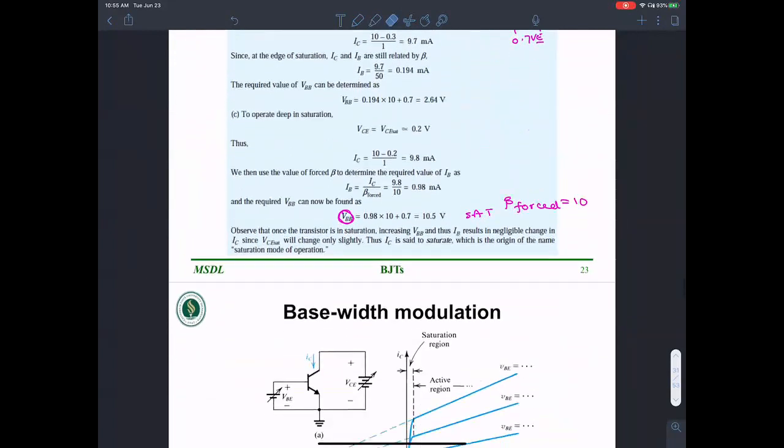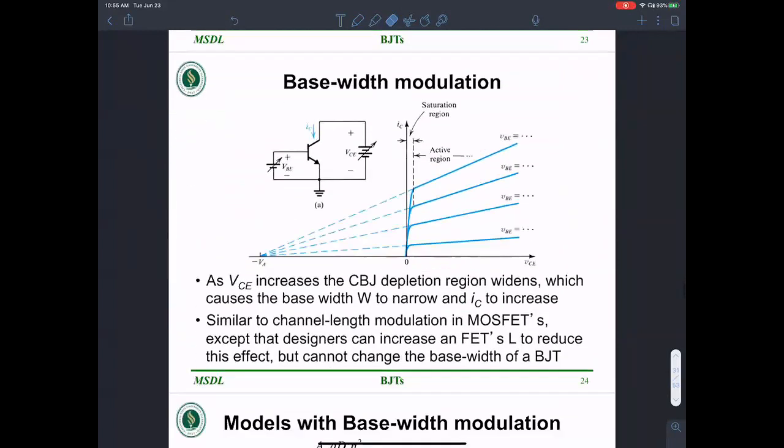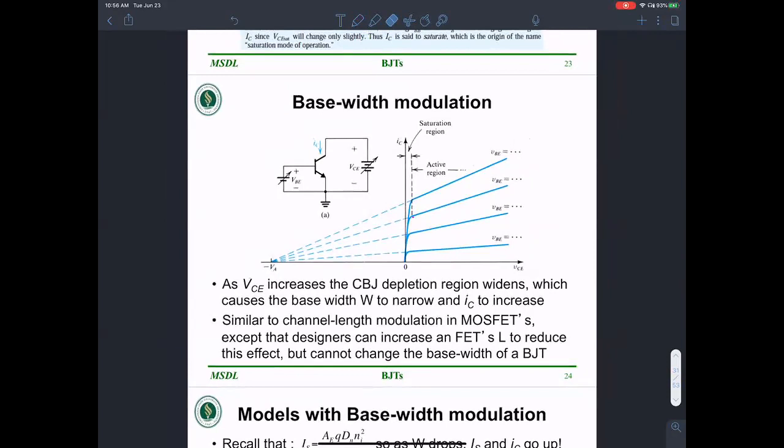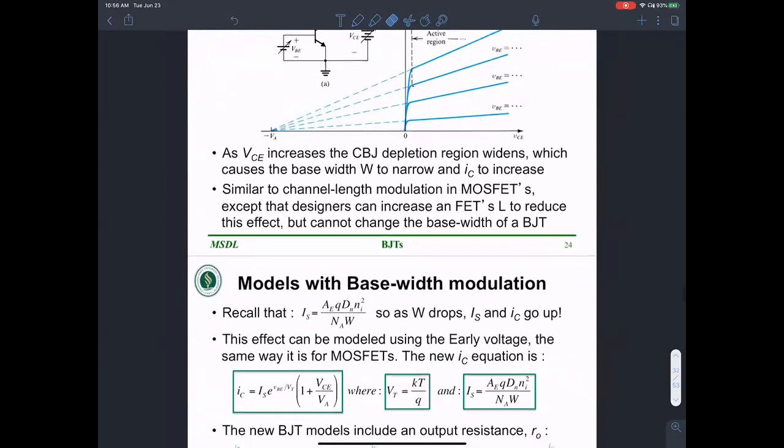Let's see. And then there is the idea of base width modulation, where you assumed that the current is going to be constant as a function of VCE. But as it turns out, that's not quite the case. There is an effect of base width modulation. As VCE increases, the CB junction depletion region widens.